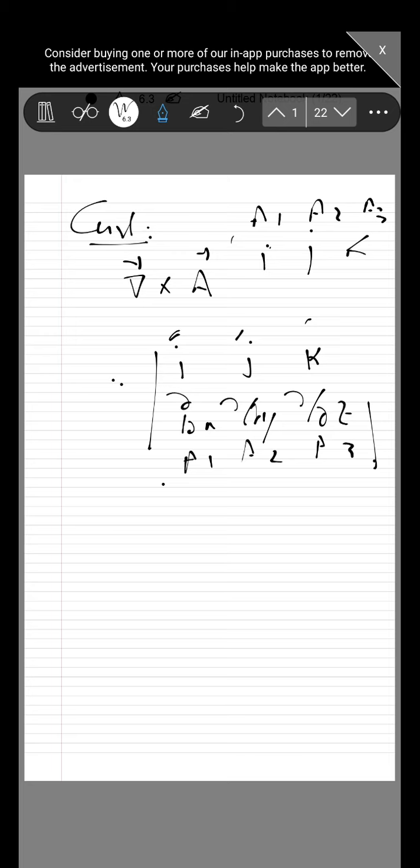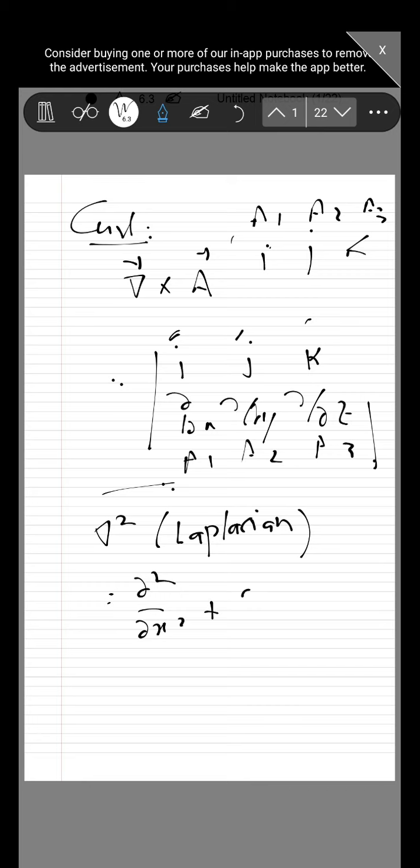Now, a very important function based upon this del is del square. It's called the Laplacian, and it is simply del square by del x square plus del square by del y square plus del square by del z square if you consider the Cartesian coordinate system.